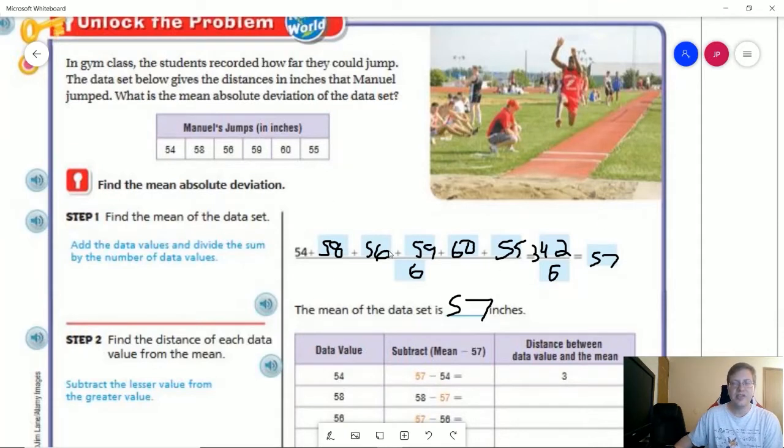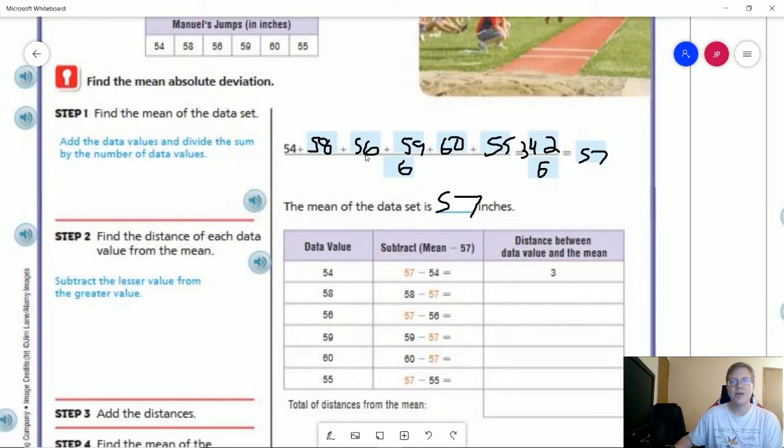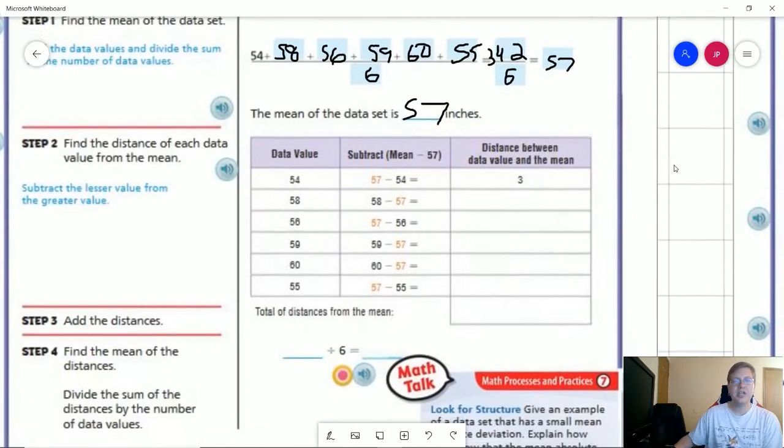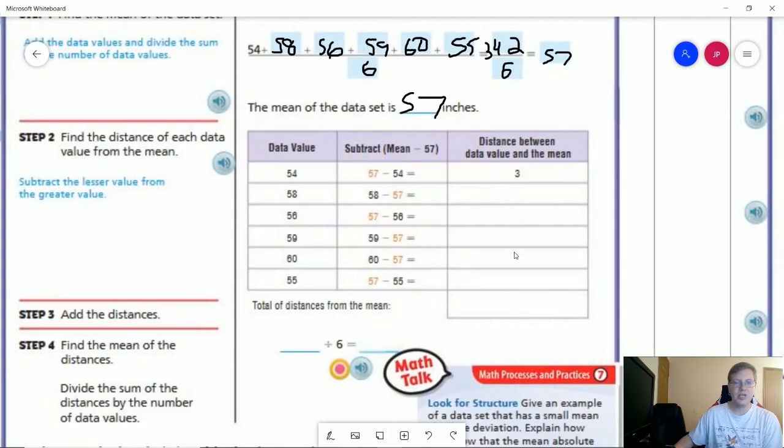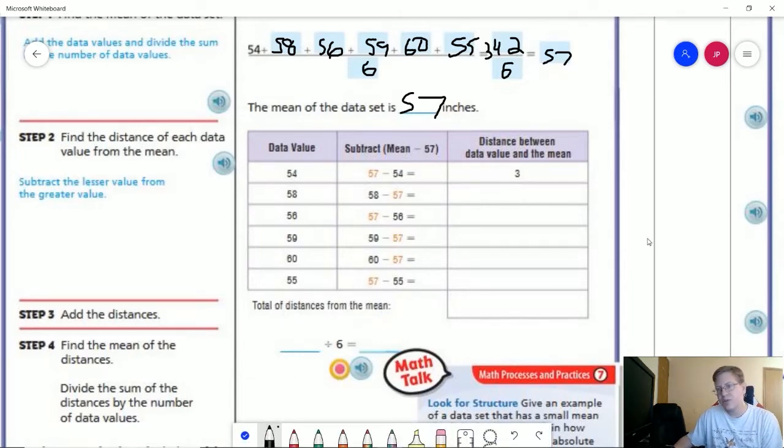So for our unlock the problem, we're trying to figure out what the mean absolute deviation is for this. They've already given us the mean of 57, so I went ahead and wrote this in. You can if you choose to, but let's jump down to finding the actual thing that we're asking for in the problem. As we go throughout the lesson, I've written the means down for, I believe, every single problem just to save a little bit of time for you, because if you end up adding the values incorrectly and you get the wrong mean, then that is going to mess up what we're working with.